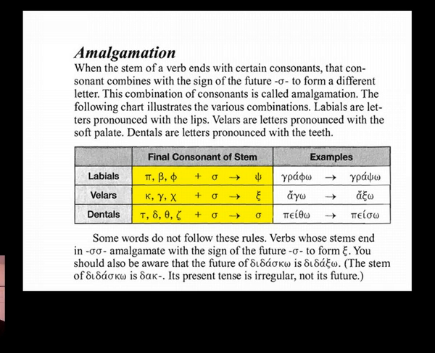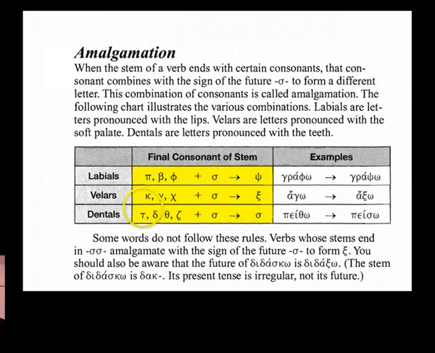And then finally there's the dentals, letters that are pronounced using the teeth. Tau, delta, theta, zeta. And these letters, plus sigma, drop. That is, the dental drops and all that's left is the sigma. So pitho, which means I am persuading, when you want to make it future, you add a sigma and the theta of the stem drops, leaving piso. Pitho, I am persuading. Piso, I will persuade.